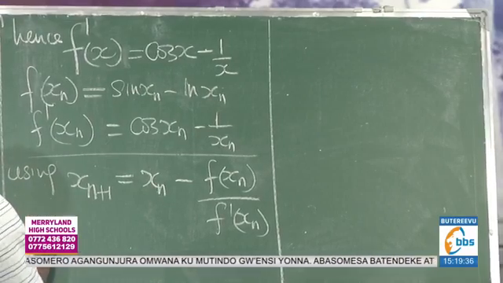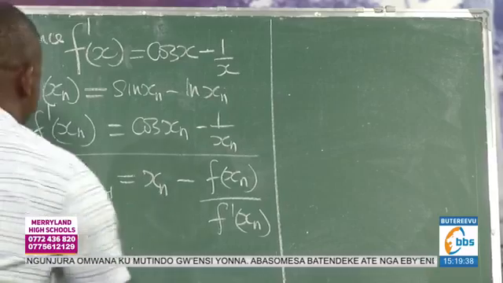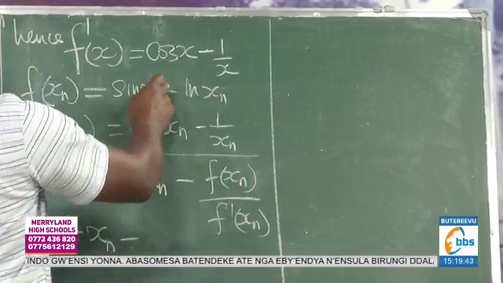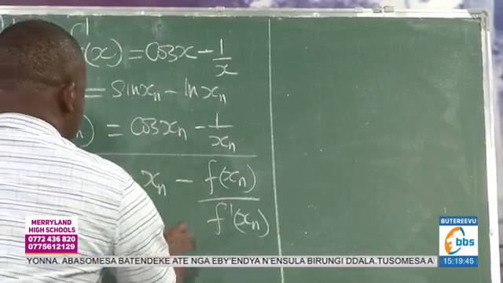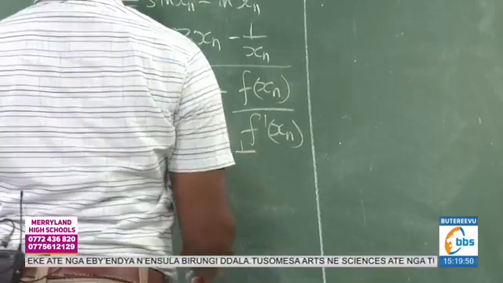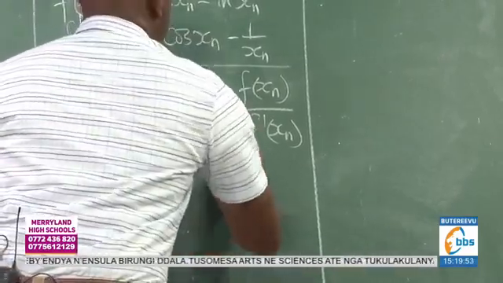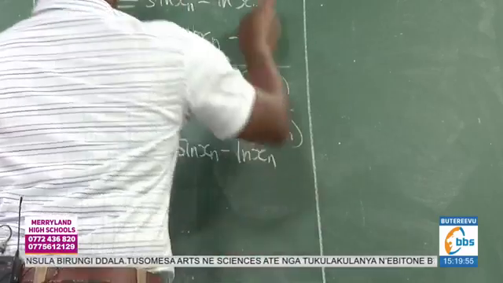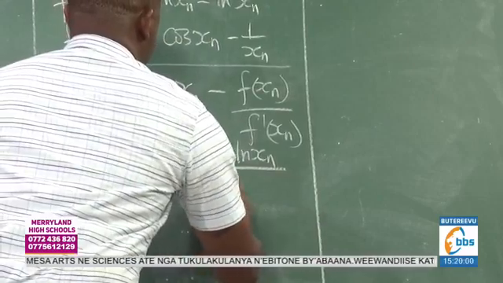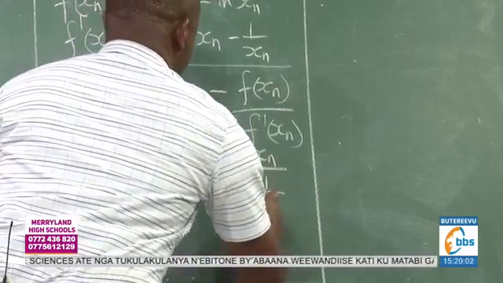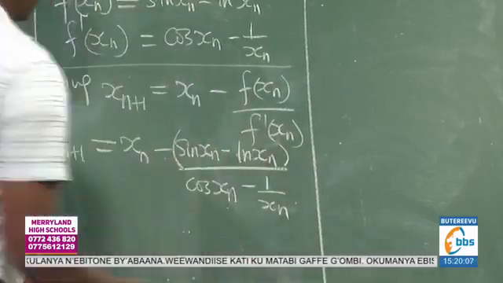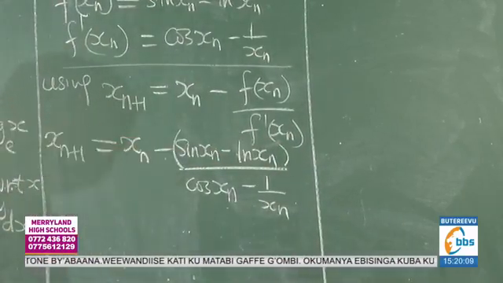So my x_{n+1} will be x_n minus, my f of x_n is right over here. So it will be sine of x_n minus 1 minus ln of x_n, that is this one, over the cos of x_n minus 1 over x_n. There must be brackets here. I should emphasize that.